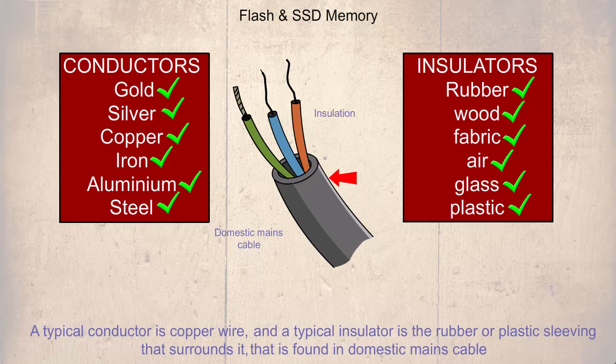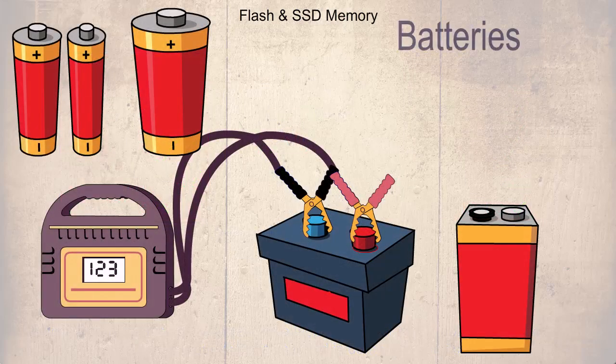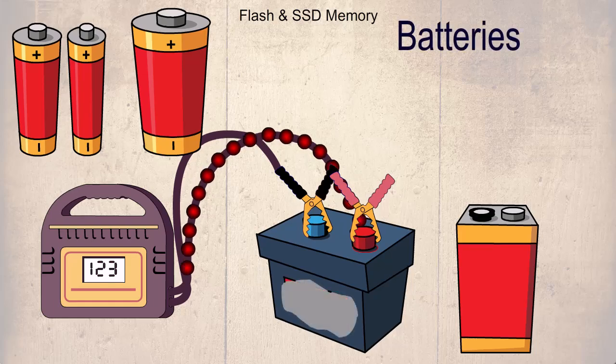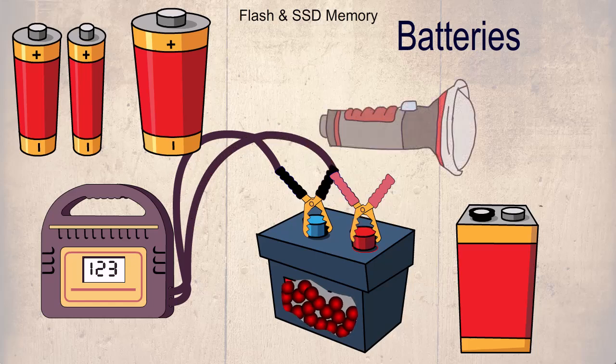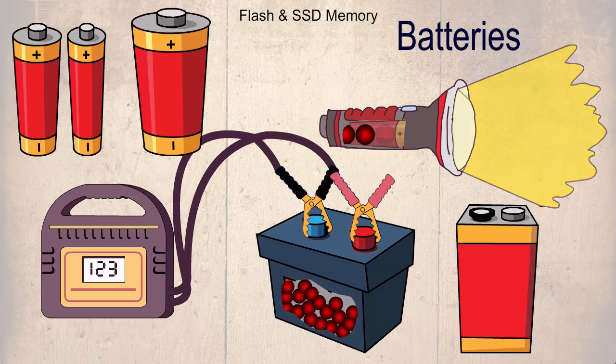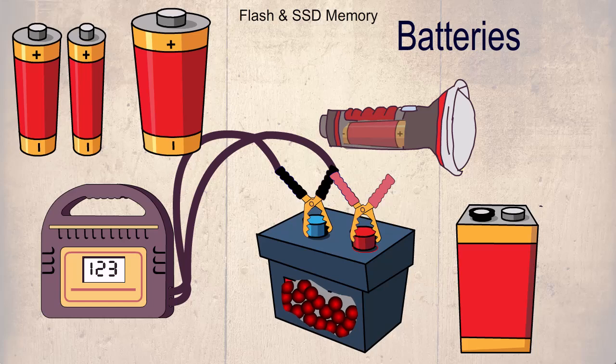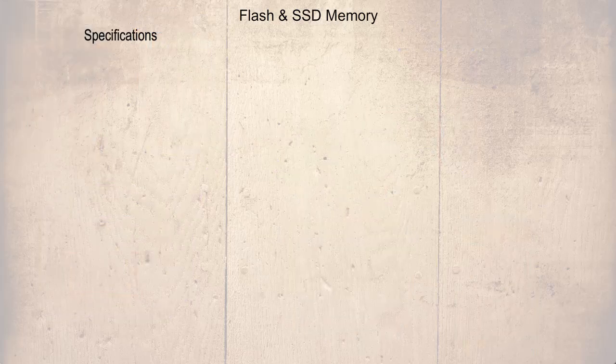It's the flow of electrons which is our interest, and how we can influence the direction and flow of them. The concept of flash and SSD memory is to trap the electrons. It's not really a new idea, as we've been doing it for many years with batteries, storing electrons in them and releasing them to power devices. And even if the batteries are not used, they will in time lose their charge as they are not completely insulated. So to create flash memory, what specifications do we need?